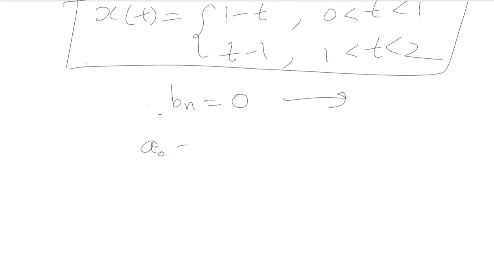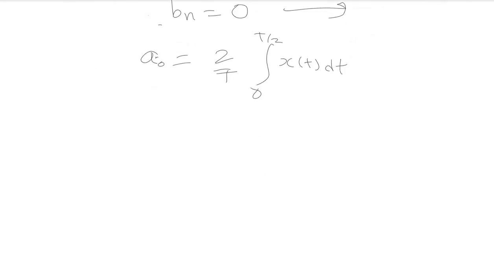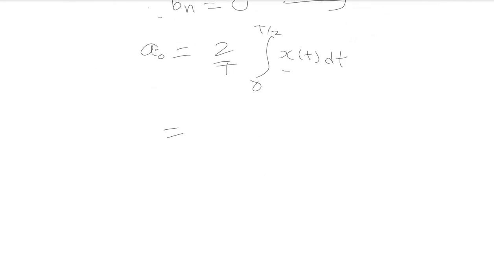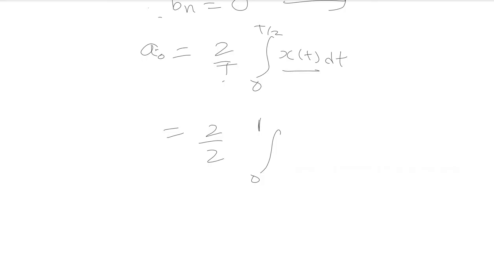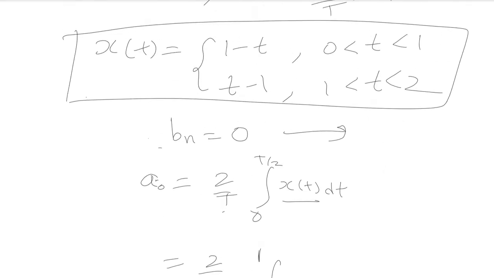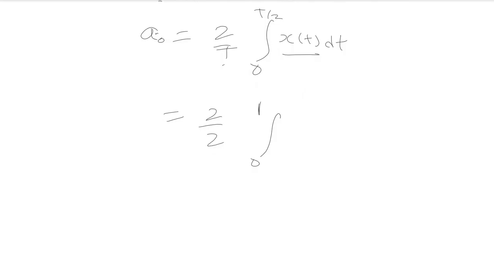A naught is equal to 2 by T integral 0 to T by 2 x of t dt. Right. So let us substitute the values of x of t and T here. So 2 by 2. And the range will be 0 to 1, T by 2 is equal to 1 because T is 2. For 0 to 1, the signal is 1 minus t. So for 0 to 1, the signal will be 1 minus t dt. And if we simplify this integral, it comes out to be 1 by 2.